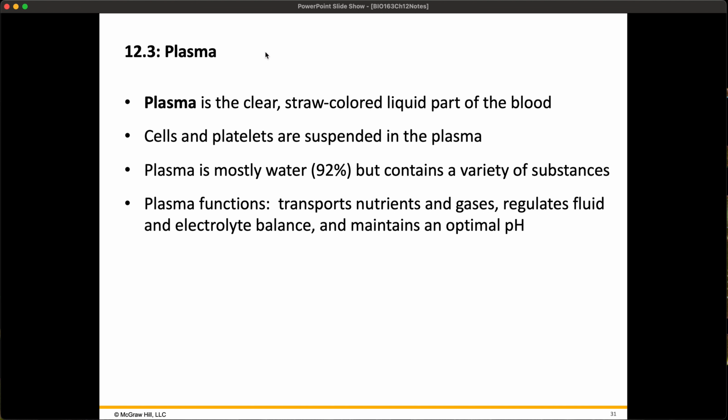All right, so those were the formed elements. Let's look at plasma now and its role in blood. So plasma is that clear straw-colored liquid of the blood. We call it that because it's got this yellowish tint to it, this yellowish color. Cells and platelets are suspended in the plasma, floating through it.